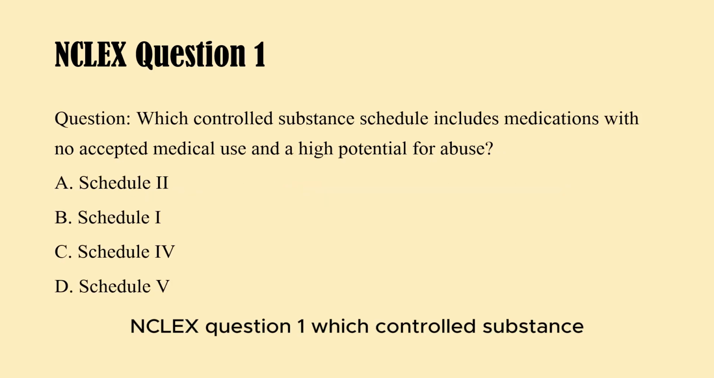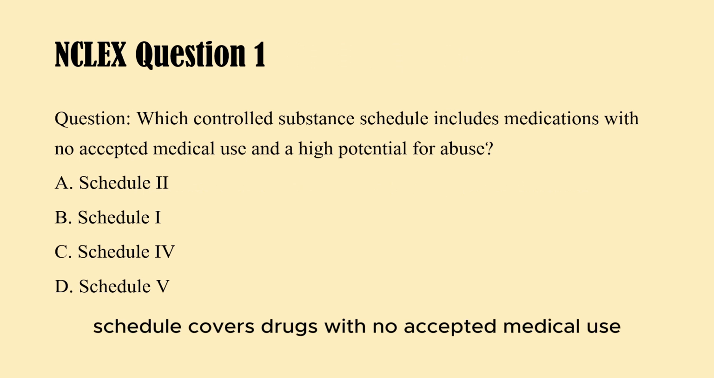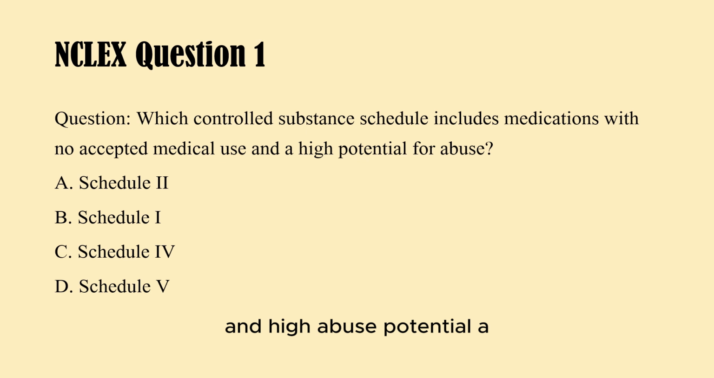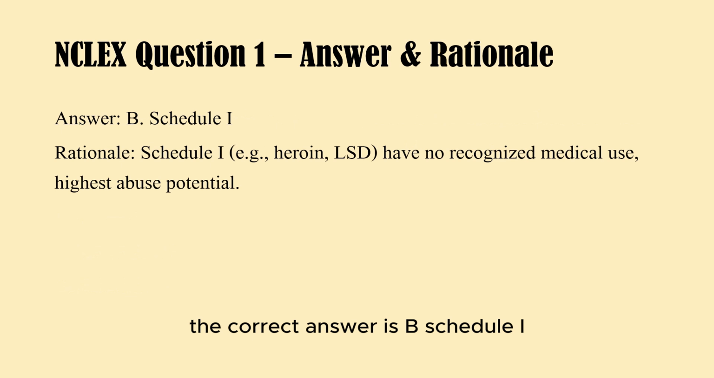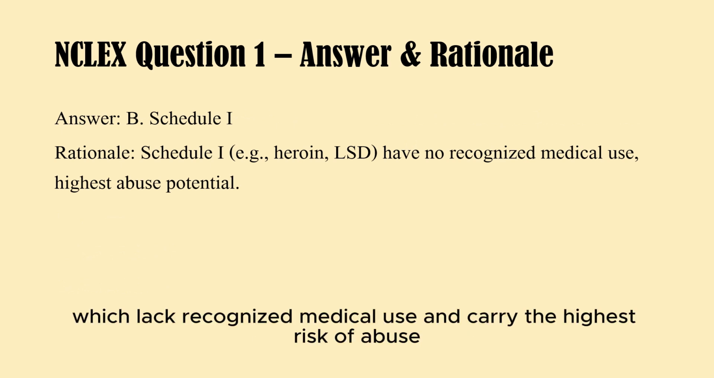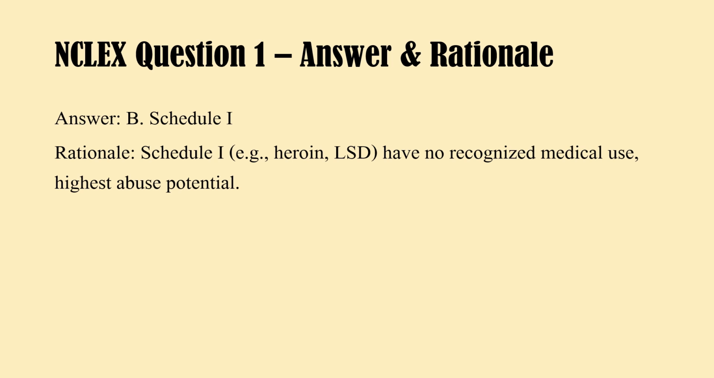NCLEX Question 1. Which controlled substance schedule covers drugs with no accepted medical use and high abuse potential? A. Schedule 2. B. Schedule 1. C. Schedule 4. D. Schedule 5. The correct answer is B. Schedule 1, exemplified by heroin and LSD, which lack recognized medical use and carry the highest risk of abuse.